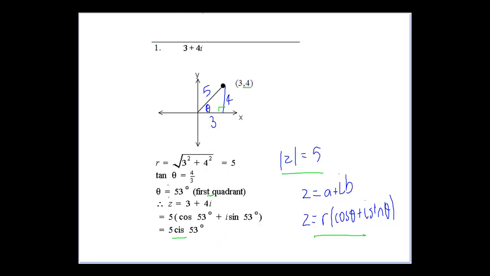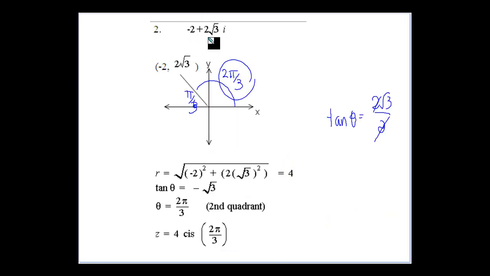5 cis 53 degrees. So the next one, minus 2 plus 2 root 3i, which puts it in the second quadrant. So go across minus 2, up 2 root 3. Apply the square root of the sum of them squared, which gives you 4 as the modulus. Tan theta is equal to minus root 3, so it's in the second quadrant, so it's going to be inverse tan of minus root 3. In the second quadrant that would be 180 minus 60, which gives us 2 pi on 3.